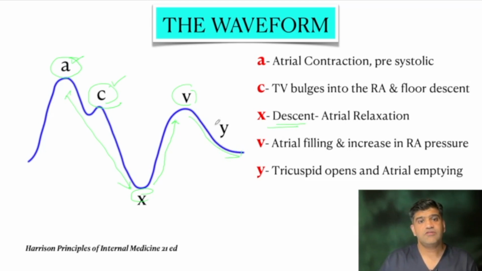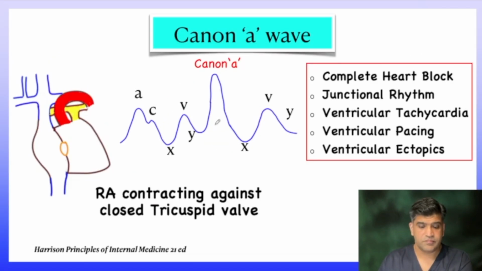Now we will individually consider the abnormalities of each wave. Number 1, the abnormalities of A wave, that is abnormalities of the wave caused by atrial contraction. The first one is CANON A waves. CANON A waves means they are huge deflections, they are huge A waves.